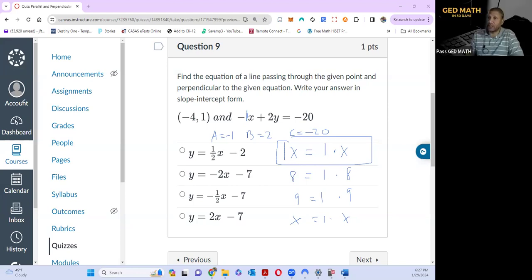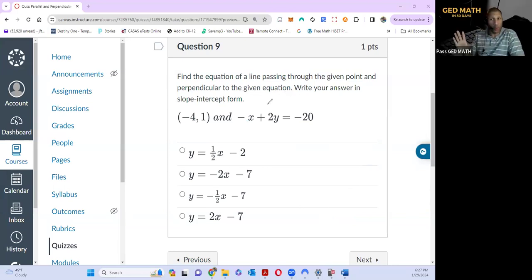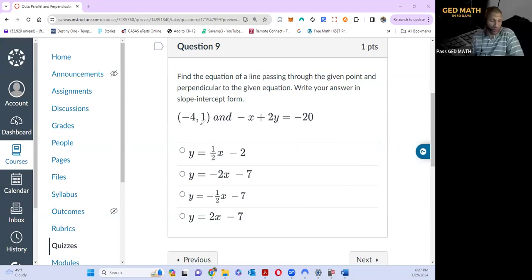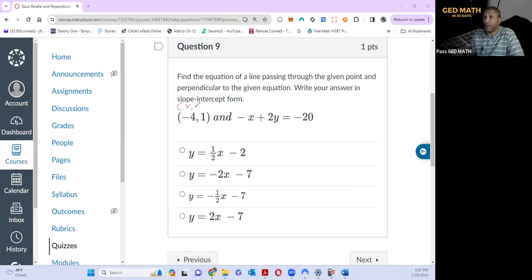All right, so let's start this problem here. First of all, find the equation of the line passing through the given point and perpendicular to the given equation. Now, what do we know? I don't see 2 points. We have 1 point. Not 2 points, but we have an x and a y of that point.